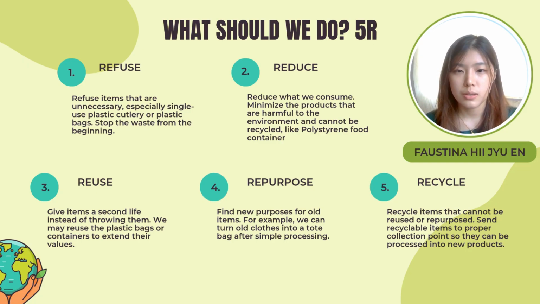Third, reuse. Before throwing things away, we should think if they can be used again or not, like plastic bags or food containers. Fourth, repurpose. We find other ways to use an item. For example, old clothes can be turned into tote bags. Finally, recycle. For items that cannot be reused or repurposed, we can recycle them so they can become something new. By following these 5R steps, we are making simple choices that build a better and sustainable future.